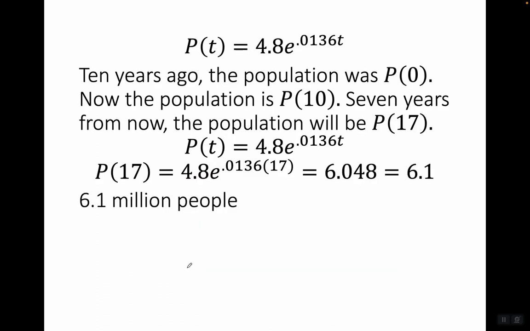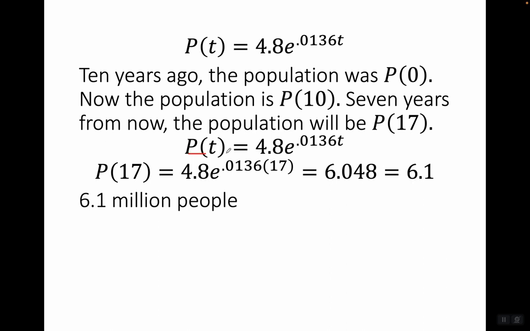So that's our population. 10 years ago, the population was P of 0. Now the population is P of 10. The original question is, what's the population going to be 7 years from now? Well, if now the population is P of 10, 7 years from now, the population will be P of 17. So we need to plug in t equals 17.